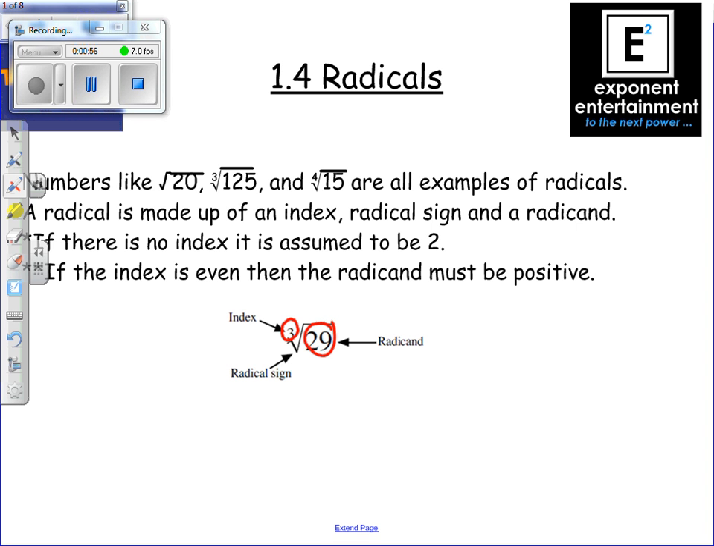If the index is an even number, then the radicand has to be positive. You can't take an even root and come up with a negative answer.